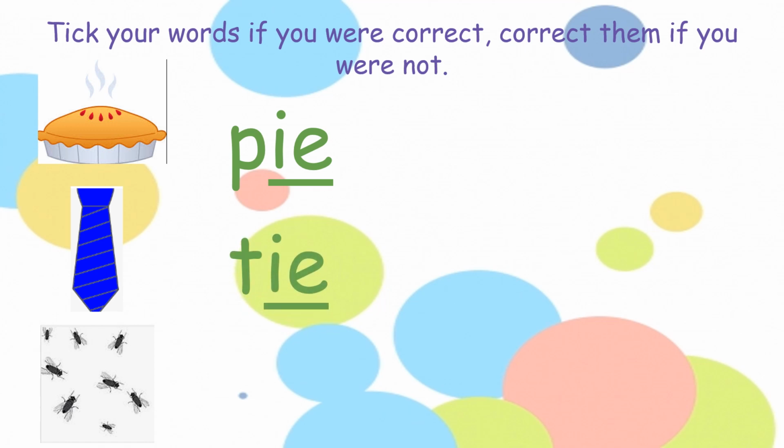Incredible. Now our last word, we have a picture of a group of flies. How many sounds are in the word flies? Amazing, there are 4 sounds. So put up your 4 fingers. Let's say our word, flies. And now let's pinch our sounds. F-L-I-Z, flies.